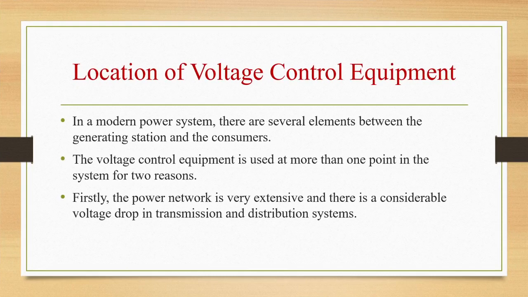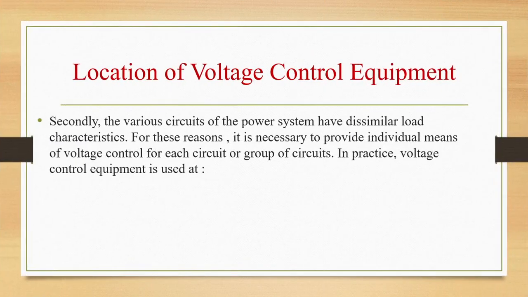So in a modern power system, where do we locate the voltage control equipment? In a modern power system, there are several elements between generating station and the consumers. Voltage control equipment will be used at more than one point in the system for two main reasons. First reason is power network is very extensive and there is a considerable voltage drop in transmission and distribution system. Second one is various circuits of power system will have dissimilar load characteristics, and for these two reasons it is necessary to provide individual means of voltage control for each circuit or group of circuits.